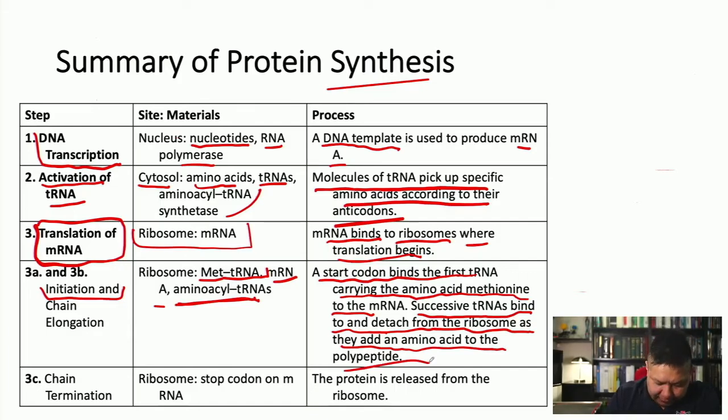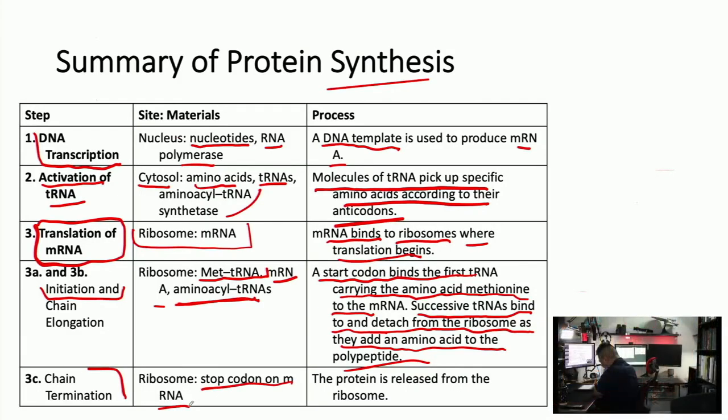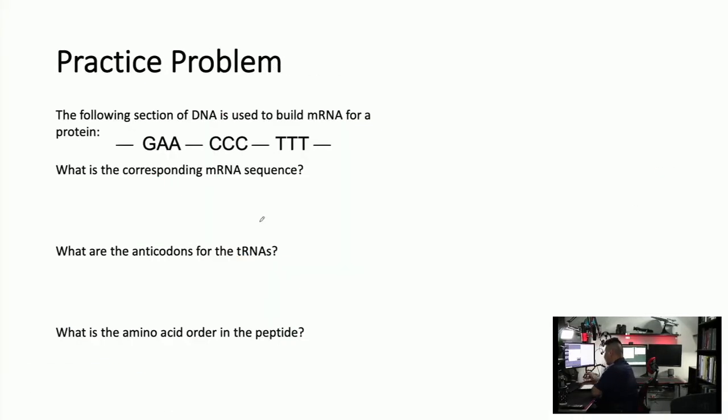And then chain termination occurs with a stop codon that's on the mRNA. That happens in the ribosome. And so the peptide chain is released from the ribosome, where it can start to form its non-covalent and covalent interactions to form the three-dimensional secondary structures and tertiary structures, and even quaternary structures that become a functional protein or enzyme. Okay, so let's do a quick practice problem.